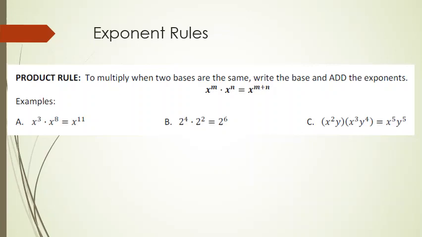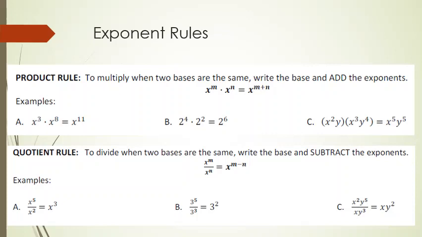For part B, we have 2 to the 4 times 2 squared. 4 plus 2 is 6. And then for part C, we have a little bit more complicated, probably something you might see on your test or quiz or whatever. We have x squared and x cubed being multiplied, which gives you x to the 5. And we have y and y to the 4th being multiplied. Remember that if you don't have an exponent there, that means there's a little 1 there. So 1 plus 4 gives you 5. So that's why you have y to the 5.